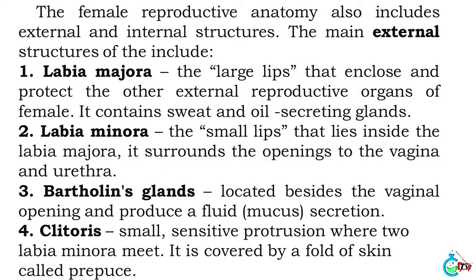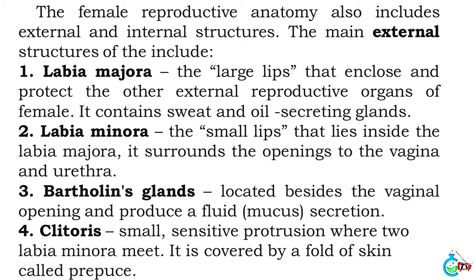The female reproductive anatomy also includes external and internal structures. The main external structures include 1. Labia majora. The large lips that enclose and protect the other external reproductive organs of the female. It contains sweat and oil secreting glands. 2. Labia minora. The small lips that lie inside the labia majora. It surrounds the openings to the vagina and urethra.